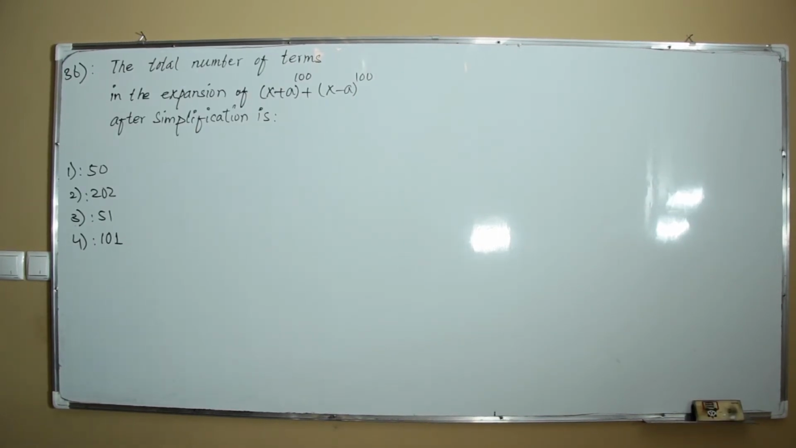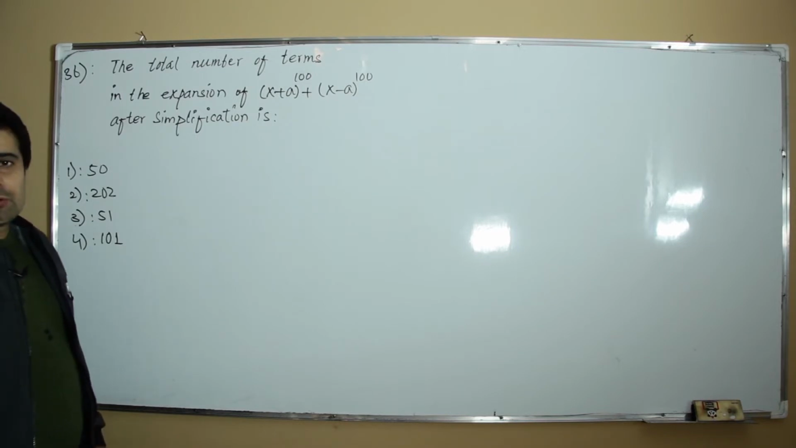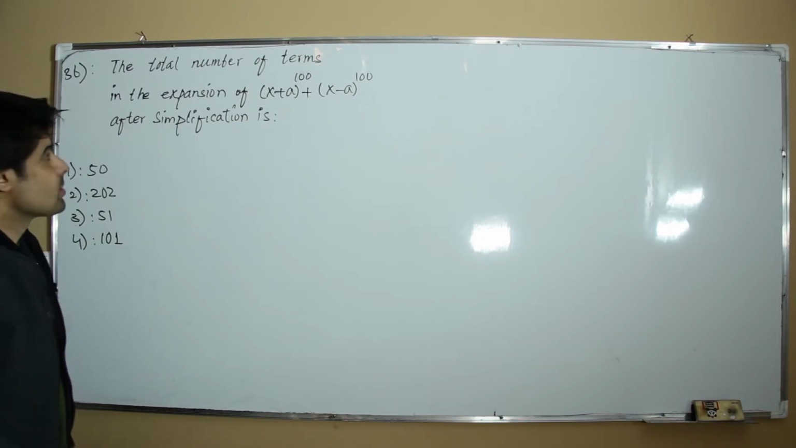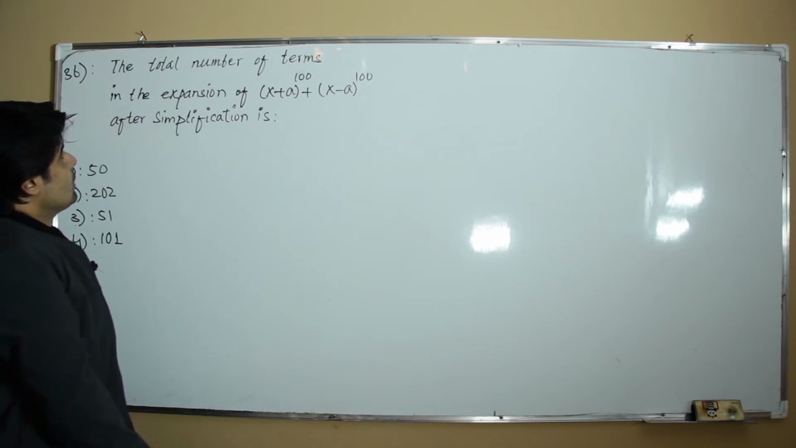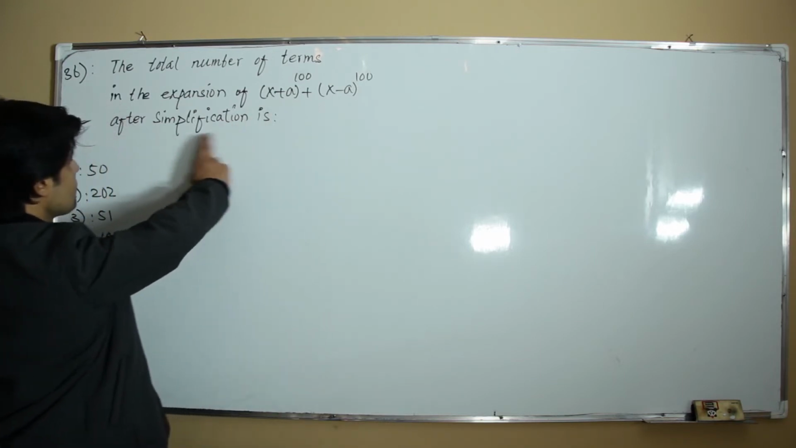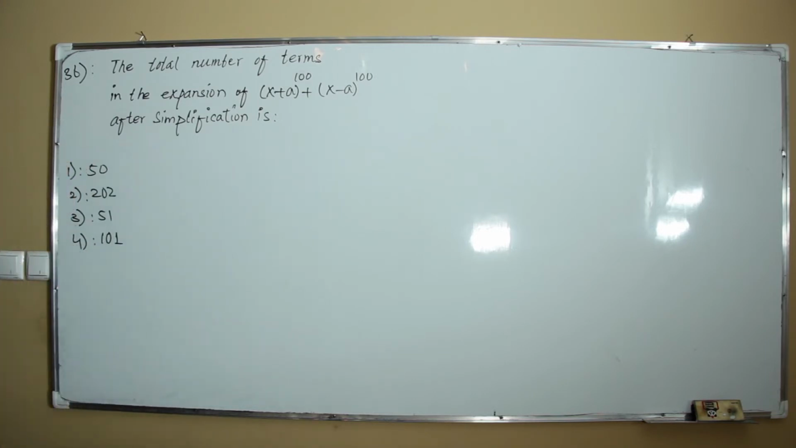Question number 36. We have a multiple choice or objective question. The total number of terms in the expansion of this one after simplification is. How can you simplify?